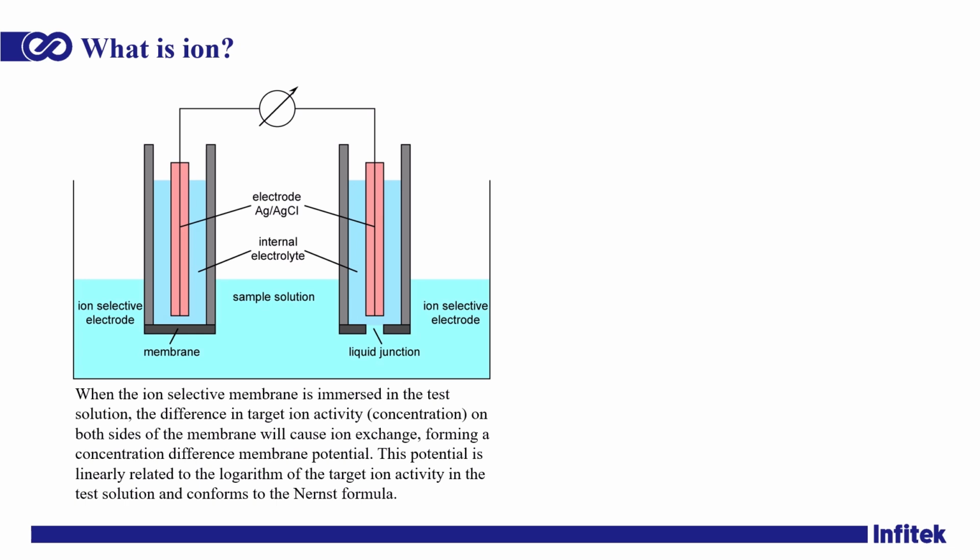This is a schematic diagram of the ion meter principle. When the ion selective membrane is immersed in the test solution, the difference in target ion activity on both sides of the membrane will cause ion exchange, forming a concentration difference membrane potential. This potential is linearly related to the logarithm of the target ion activity in the test solution and conforms to the Nernst formula.